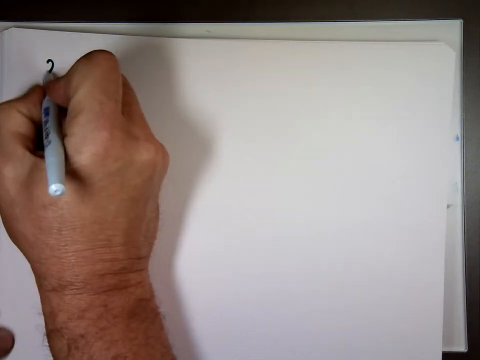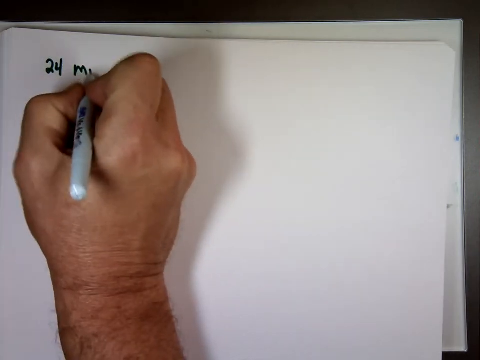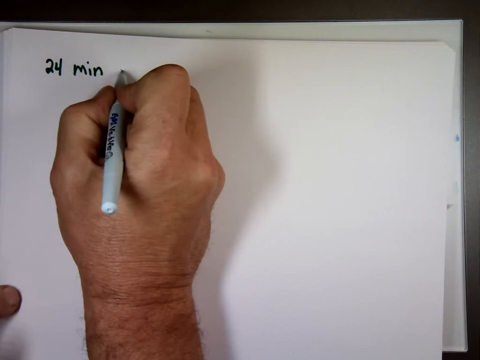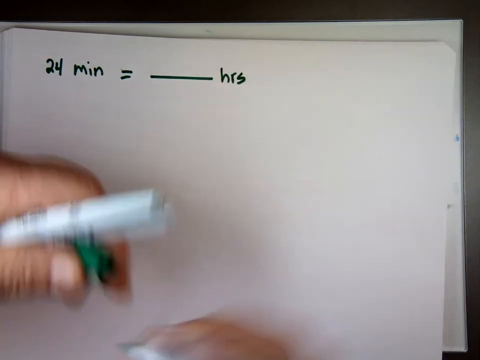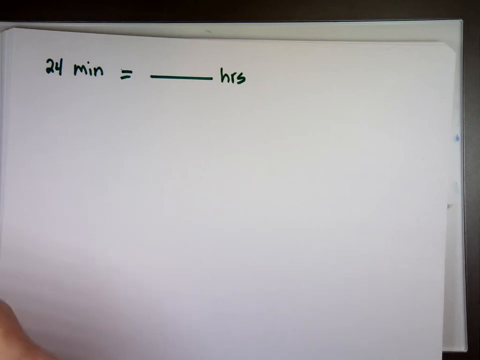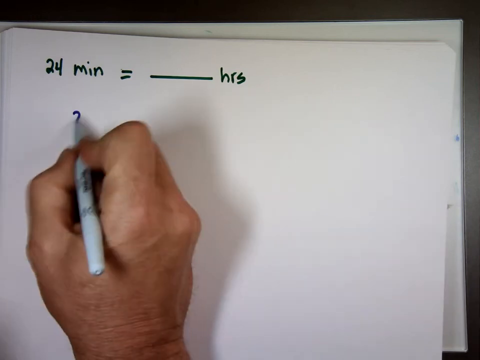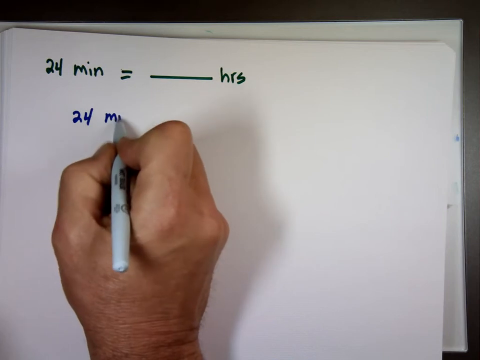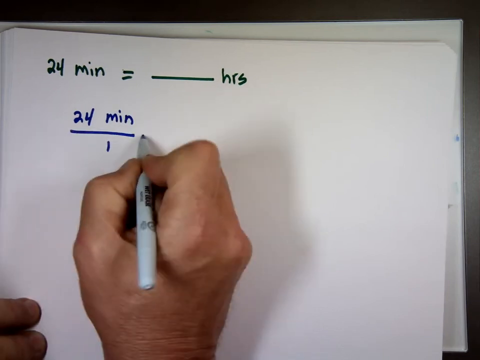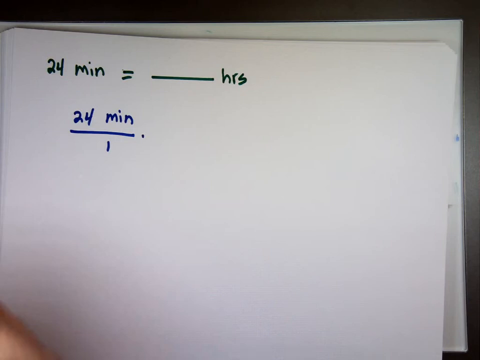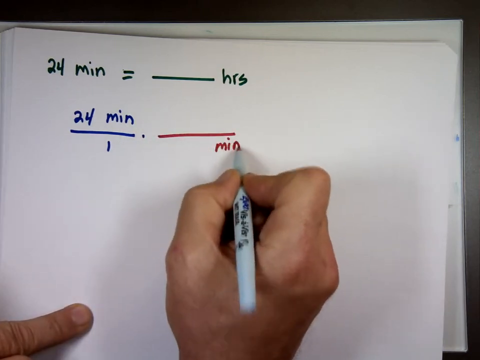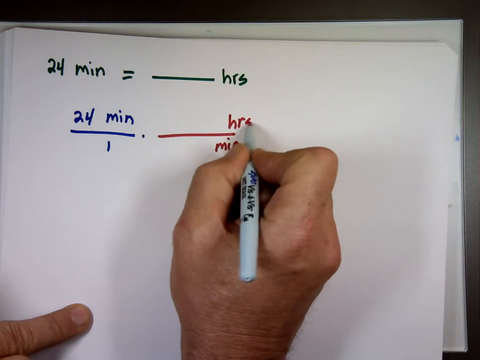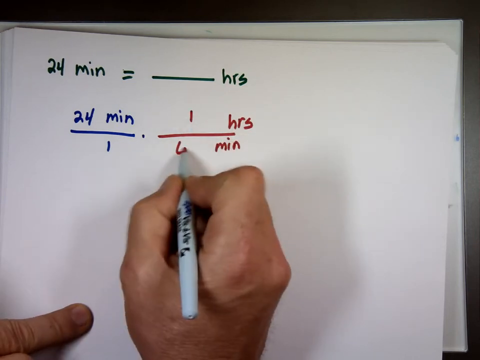If I have 24 minutes, and I want to change that to hours. 24 minutes over 1, multiply it by minutes on the top, so I want minutes on the bottom, hours on the top. 1 hour has how many minutes? 60.